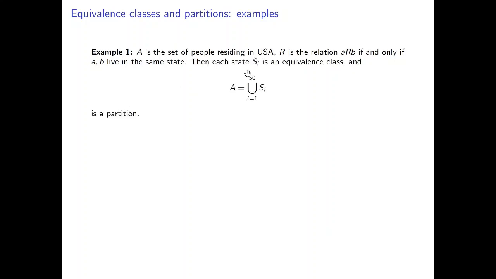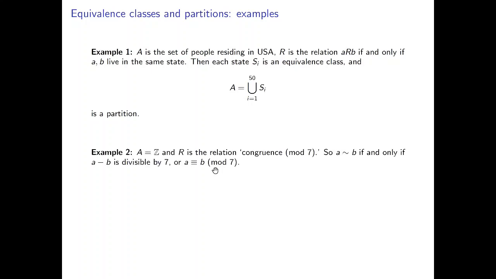And so as we saw before, if I fix a person A and I consider all the people that are equivalent to A, that's just going to describe the residents of a particular state. And so for this example, the equivalence classes are the different states. And so I can decompose my set A as the union of the 50 different states, and the states are disjoint. So residents of New Jersey are distinct from residents of Massachusetts, for example. So this does form a partition, decomposing A as a union of the different equivalence classes.